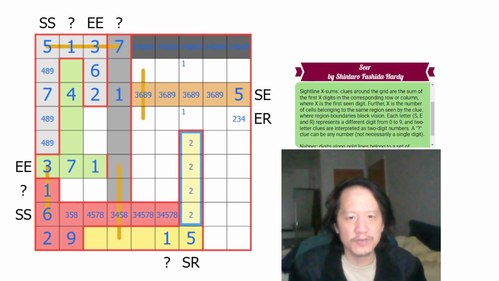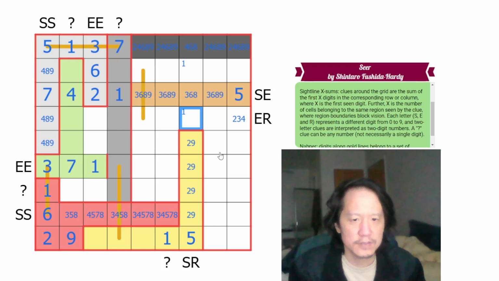2 and 9 both have to be here. So this is 2 and 9, which means this can't be 2 or 9 in any of those cells. This is 30-something. We're not sure which.